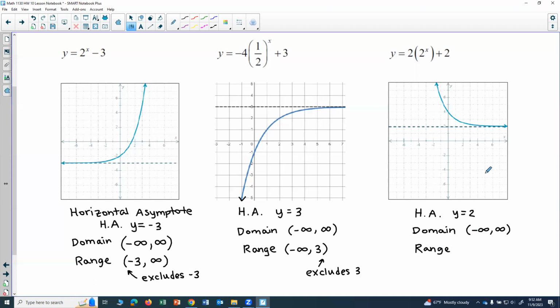my lowest y value is 2, but it's not included. So I'm going to do a parenthesis 2, and the graph goes upward forever. So that's 2 to infinity. And remember, the parenthesis excludes that endpoint, so it excludes the 2.